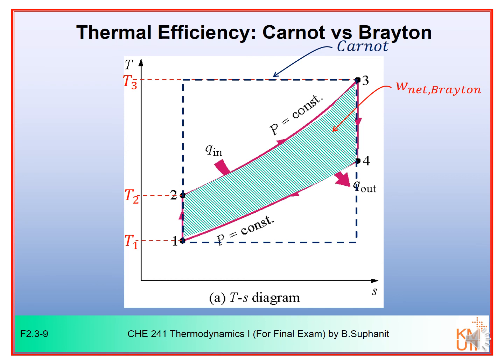Now, if you compare them in terms of the efficiency equations, you see that the Brayton efficiency equals 1 minus T1 over T2, while the Carnot efficiency is 1 minus T1 over T3. So the Carnot efficiency is always greater than the Brayton efficiency. The forms of both equations look very similar, but actually they are different in terms of the temperature of the heat source.